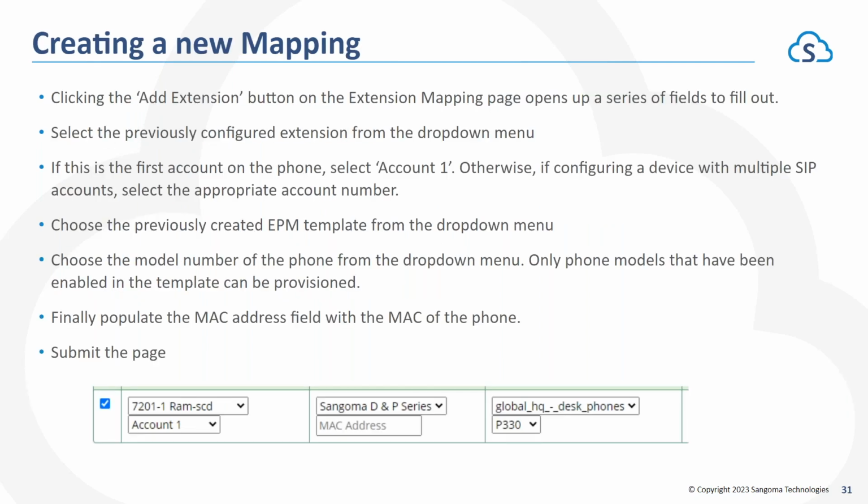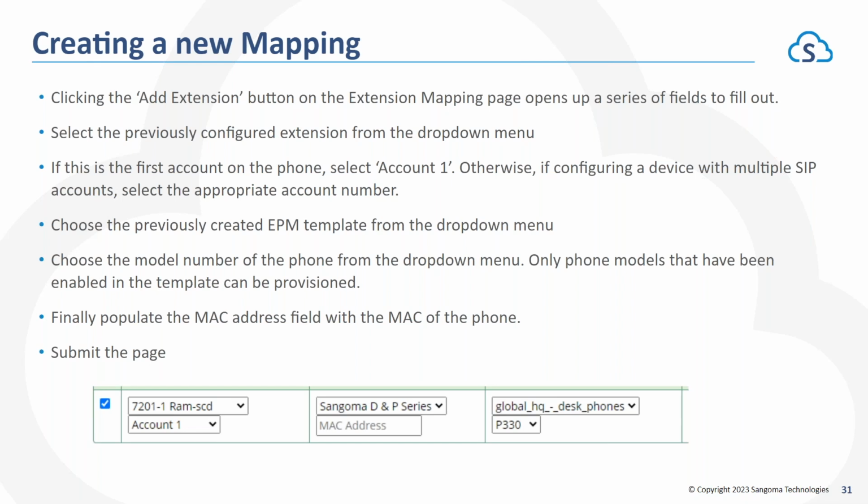To create a new mapping, there is a button that says Add Extension. You click that, it will open up a new option in white with a series of fields that you fill out. You select the extension from the drop-down menu. If this is the first account for the phone, you would use the default account 1.